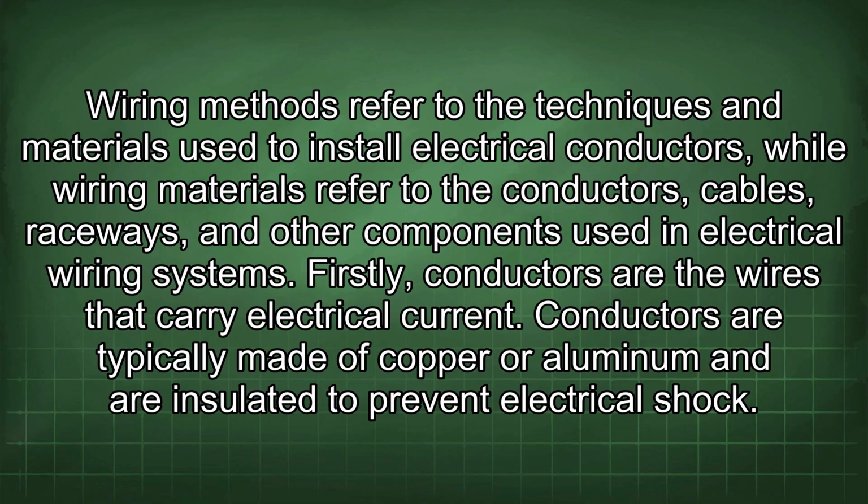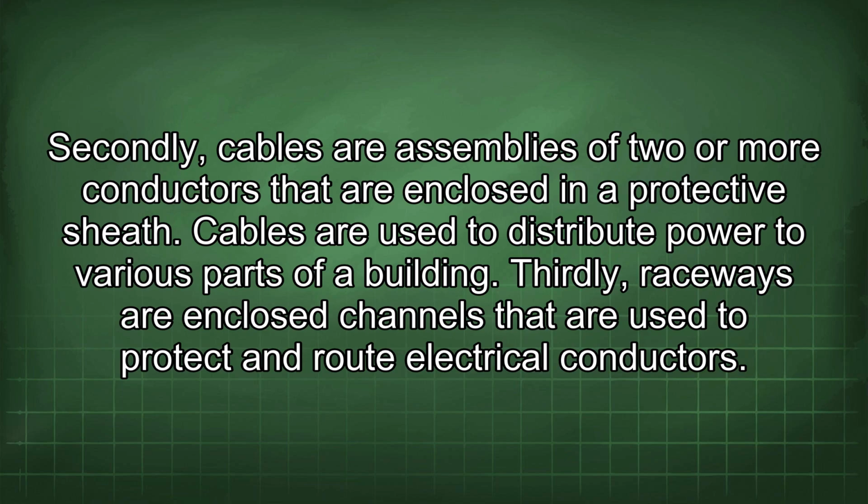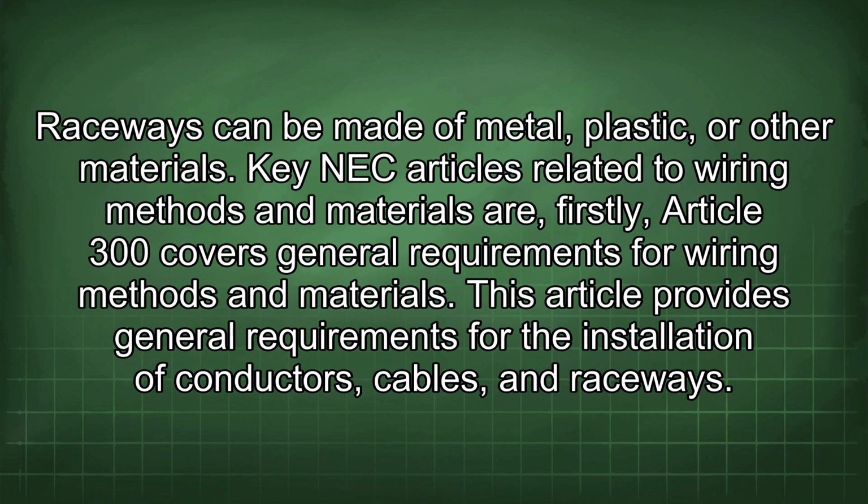Firstly, conductors are the wires that carry electrical current. Conductors are typically made of copper or aluminum and are insulated to prevent electrical shock. Secondly, cables are assemblies of two or more conductors that are enclosed in a protective sheath. Cables are used to distribute power to various parts of a building. Thirdly, raceways are enclosed channels that are used to protect and route electrical conductors. Raceways can be made of metal, plastic, or other materials.